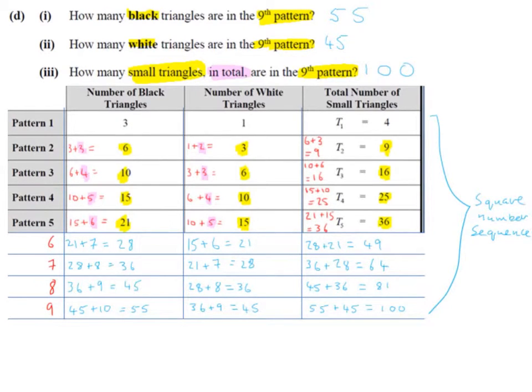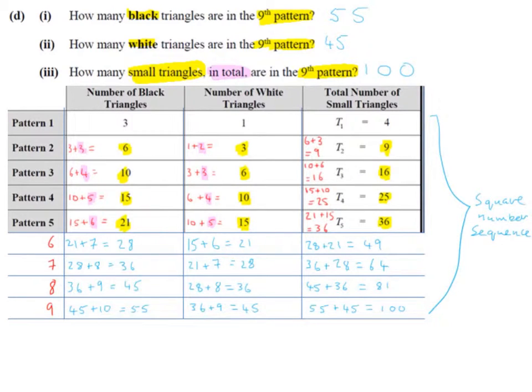So then let's have a look at the white triangles. We had 1, 3, 6, 10, and 15. And to get those numbers, we added on 2, then 3, then 4, then 5. So next we're going to add on 6, then 7, then 8, then 9. So 15 plus 6 is 21. 21 plus 7 is 28. 28 plus 8 is 36. And 36 plus 9 is 45. So there are 45 white triangles in the ninth pattern.